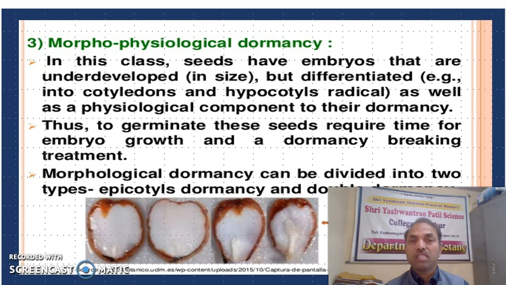Morphophysiological dormancy. In this class, the seeds have embryos that are underdeveloped in size but differentiated into cotyledons and hypocotyl-radicle, as well as a physiological component to their dormancy. Thus, to germinate, these seeds require time for embryo growth and a dormancy breaking treatment. Morphophysiological dormancy can be divided into two types: epicotyl dormancy and double dormancy.